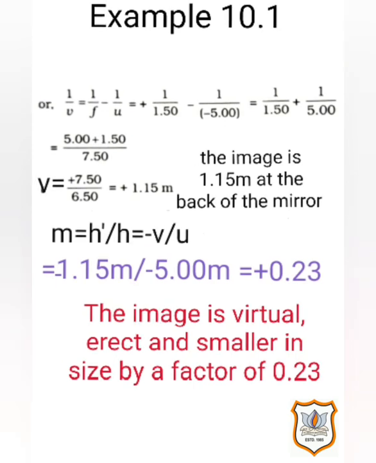Here the value of v is plus 1.15 meter. That means the image will form on the positive side of the Cartesian system, positive side of the pole, plus axis. And hence we can say it will be back of the mirror.